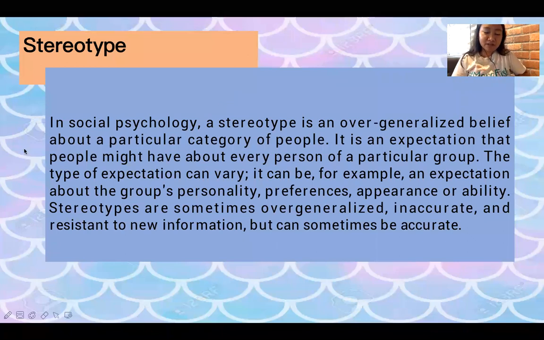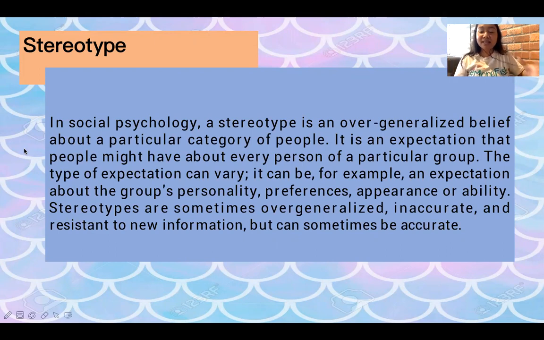So another important concept is stereotype, which is an overall or overgeneralized belief about a particular category of people. It's also labeling because you are being given a certain set of behavior that is expected of you. So it's like putting a person in a box, and the moment you go outside that box, then you are stereotyped, you are being labeled, you're being called names. So it is an expectation people might have about every person of a particular group.